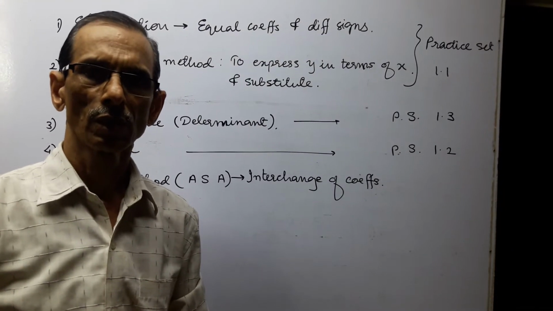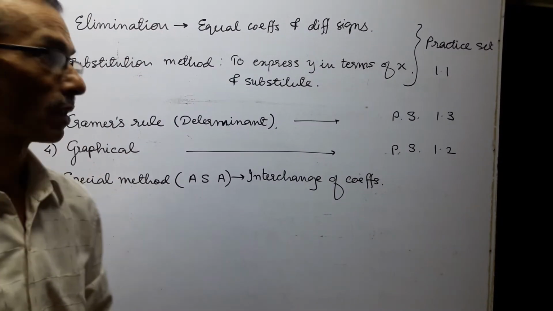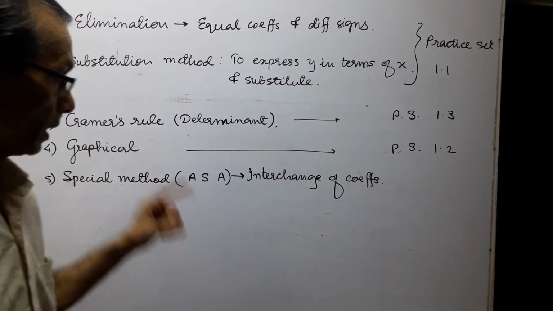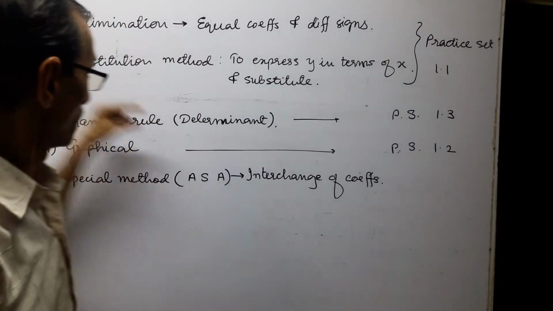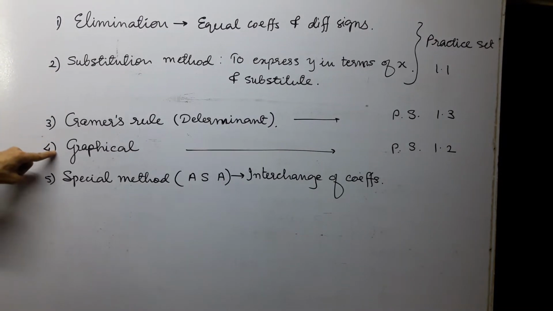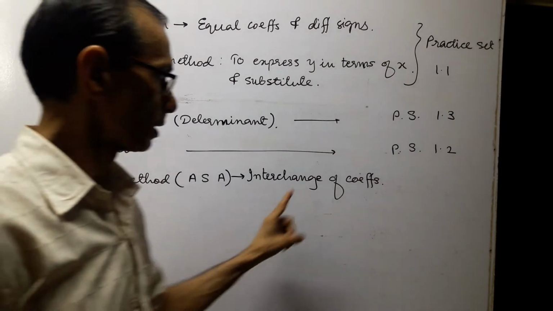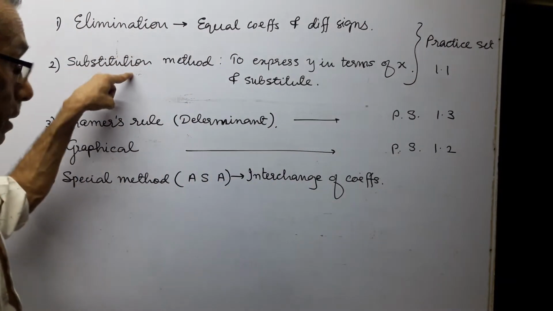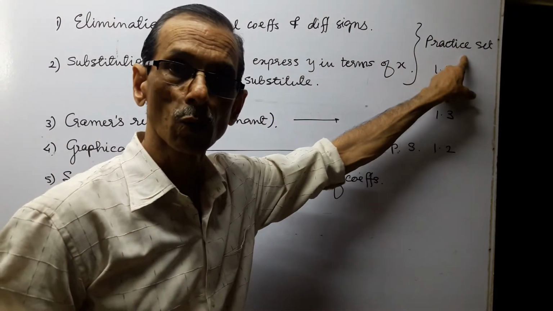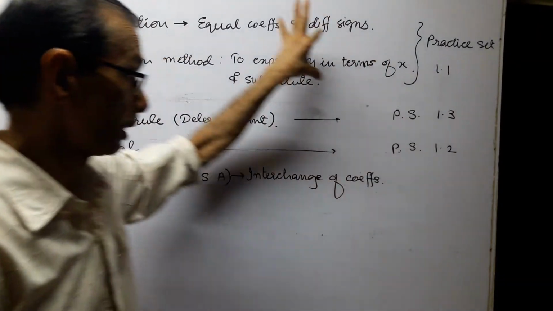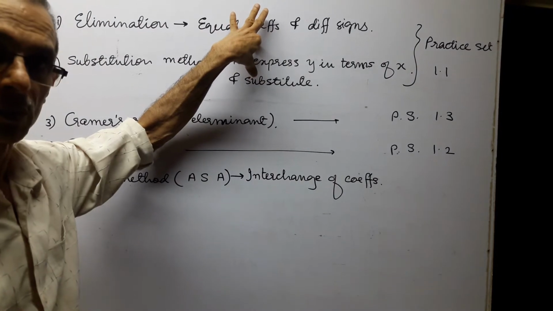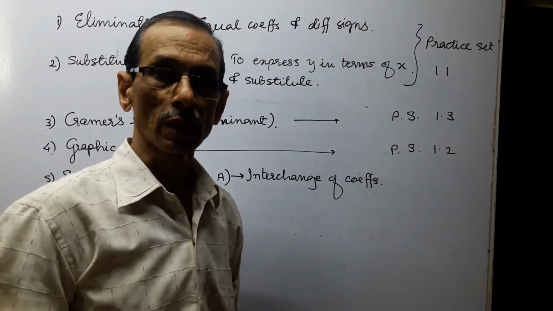Dear students, last time while studying simultaneous equations, we have seen that there are total four methods: elimination, substitution, Cramer's rule, and graphical method. The first and second methods we have already studied, and last time we solved the sums. Problem set 1.1 is based on these two methods, and I told you to solve this at home, and if you have any doubt then you ask me on WhatsApp.